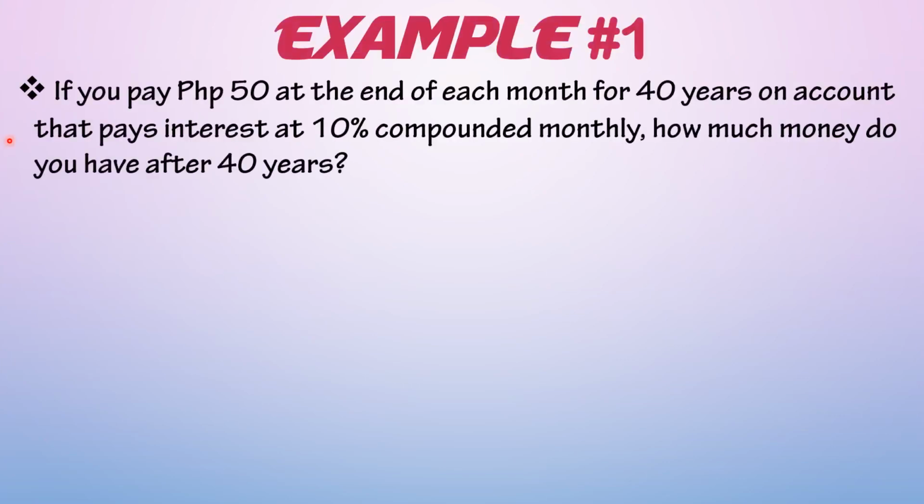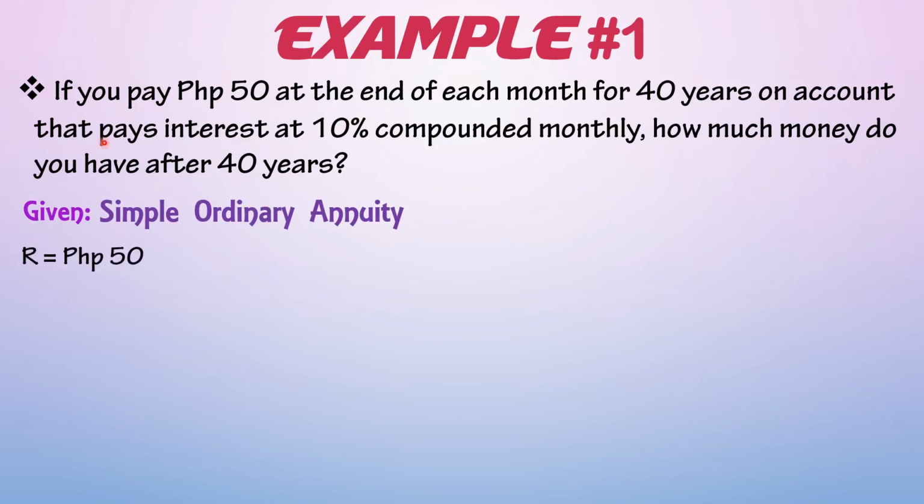Okay, let's have an example. If you pay 50 pesos at the end of each month for 40 years on an account that pays interest of 10% compounded monthly, how much money do you have after 40 years? We have here the payment interval each month, 50 pesos, and the conversion period is compounded monthly. So they are the same, so this is an example of simple annuity. And then you are paying at the end, so this is an ordinary annuity. So this is a simple ordinary annuity.